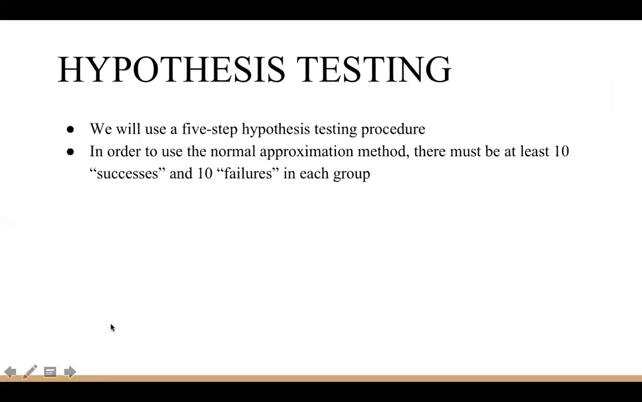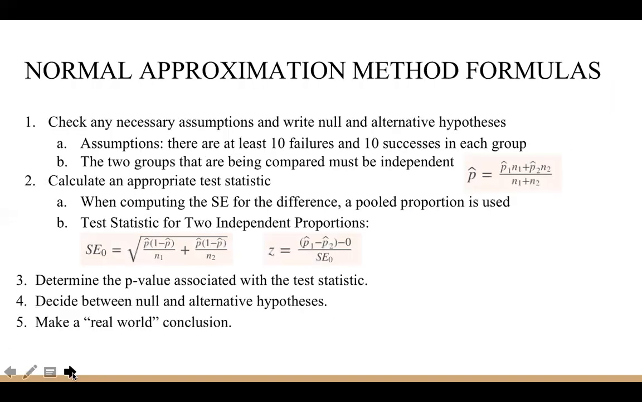And then with hypothesis testing, we're going to be using the same 5-step procedure. You want to make sure that there's at least 10 successes and 10 failures in each group, like we've been doing so far. So first, remember to check your assumptions and write your hypotheses. Our assumptions here are at least 10 failures and 10 successes in each group. And then the 2 groups must be independent, so they can't be dependent or related to each other.